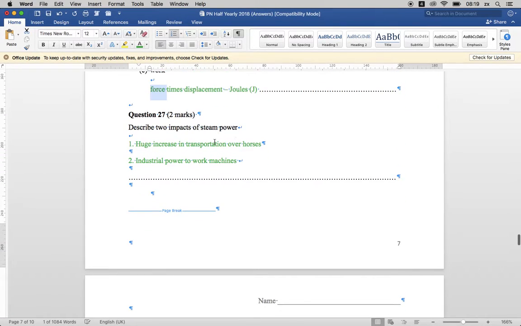Question 27. 2 impacts of steam power. Most people got something along these lines. So, increase in transportation ability. This is the first time that people could move faster than a horse, by and large, without falling or jumping off a cliff or something. And certainly this is the first time that we could transport things over long distances quickly. Even horses tire pretty quickly.